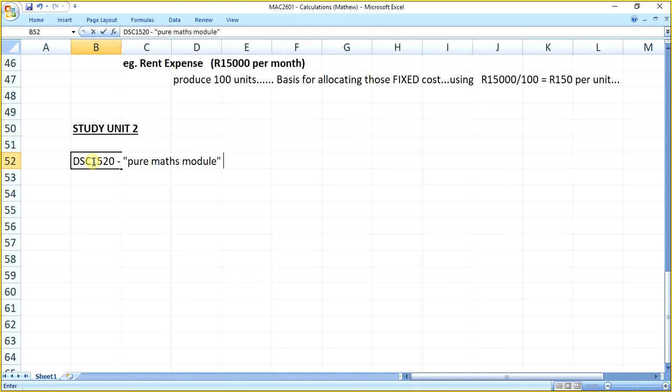Okay, so you said you did DSC 1630. 1630 is just time value of money, basically. It's financial mathematics. Financial maths, yes. If you've done that one, great. You haven't done this one, right? The pure maths. No, I haven't.